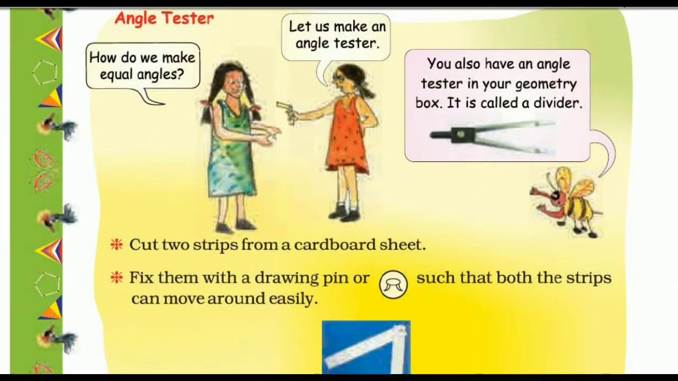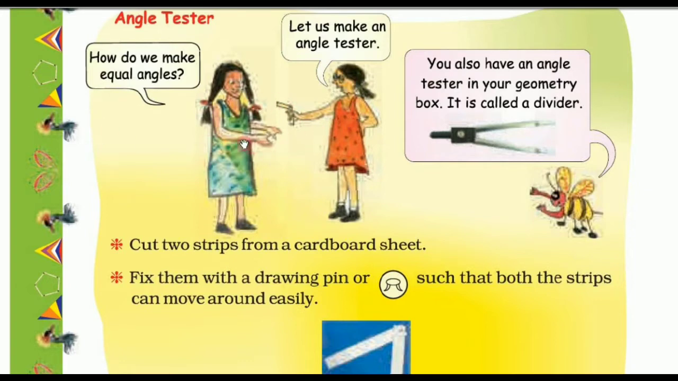Let's continue the chapter Shapes and Angles. Let's move on to the next page, number 20. You can see different types of angle in your surrounding. Angle tester. How do we make equal angles? Let us make an angle tester.